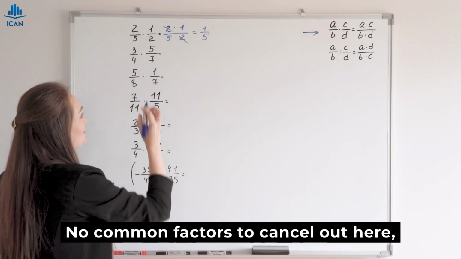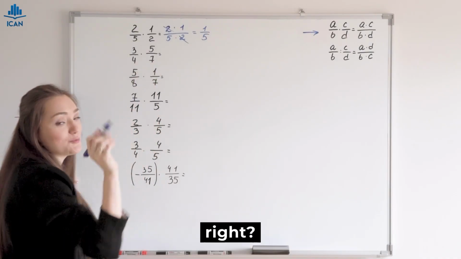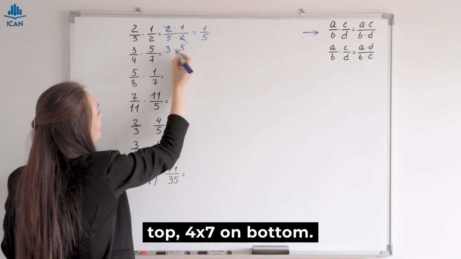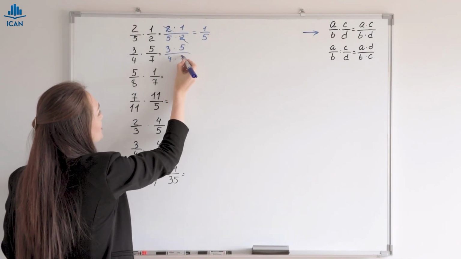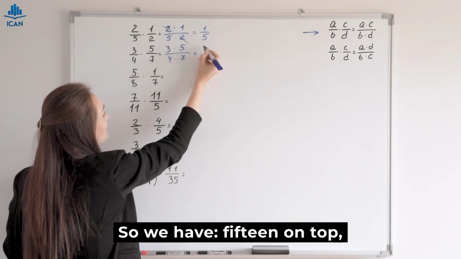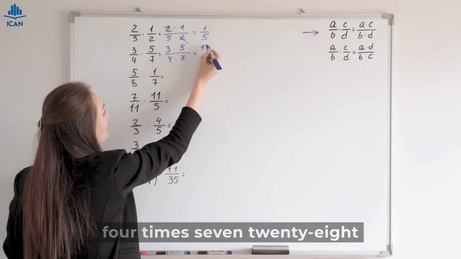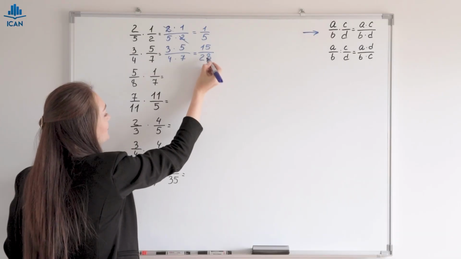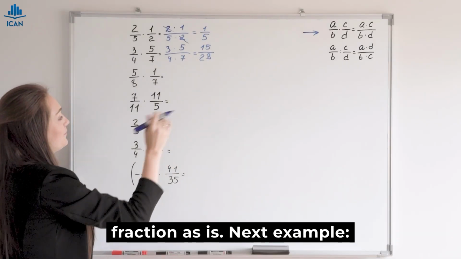Interesting one. No common factors to cancel out here, right? So 3x5 on top, 4x7 on bottom. So we have 15 on top, 4 times 7, 28, below. In this case, we keep the fraction as is.